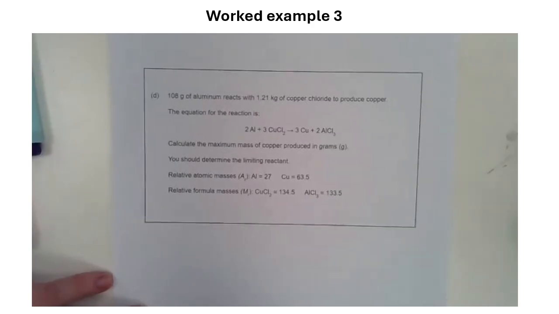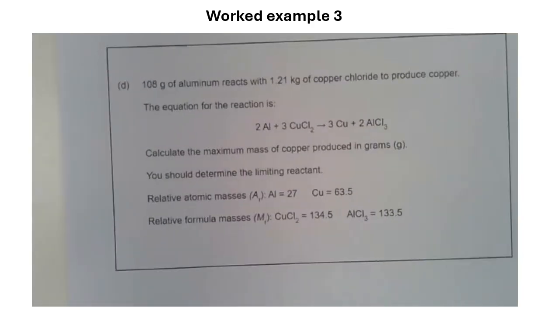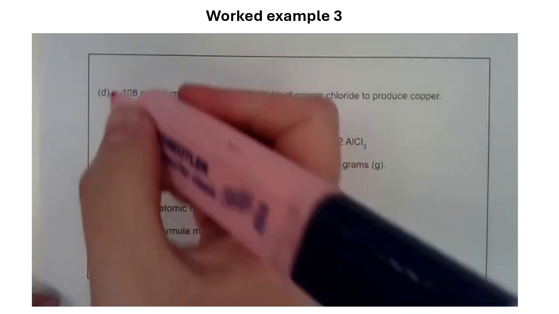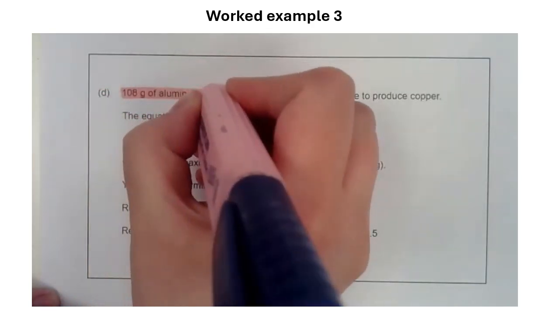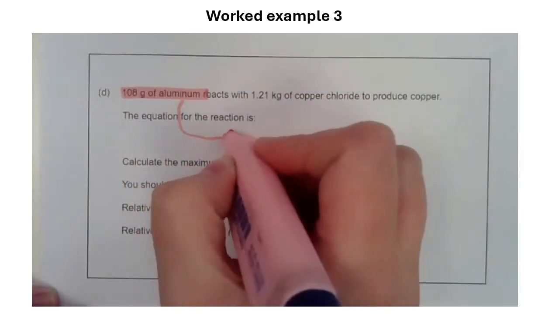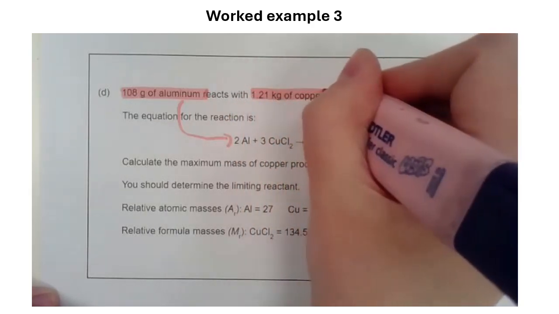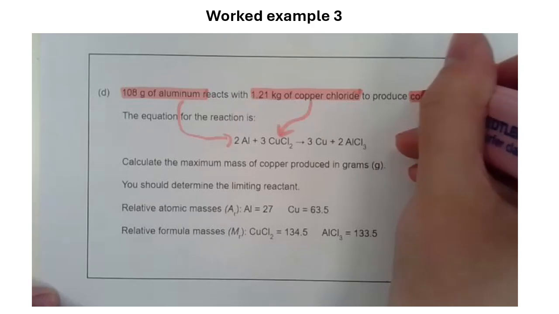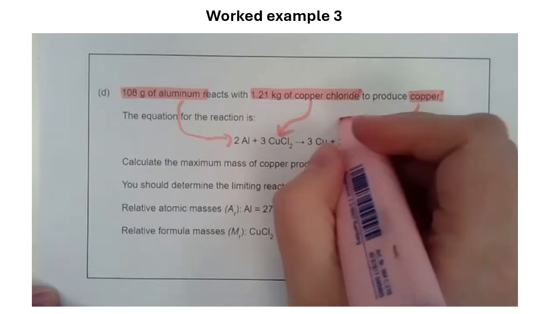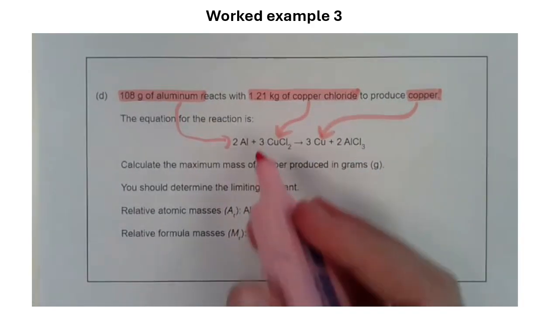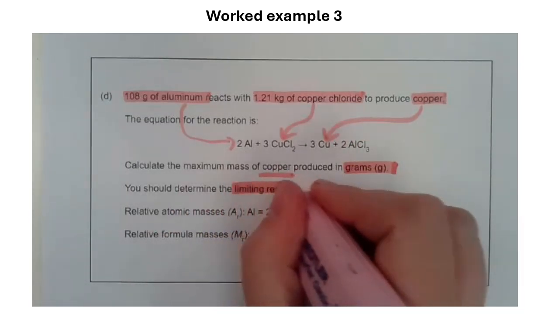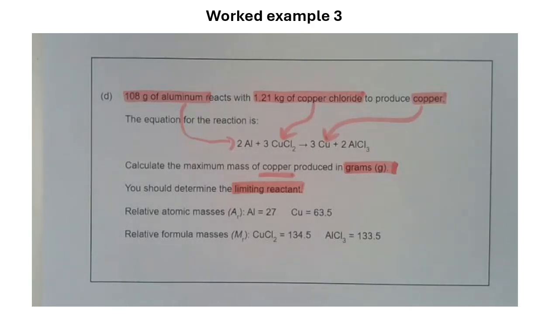This is my final worked example for limiting reactants. We're going to follow the exact same method as previously. I'm going to read the question and highlight the information. In this case, 108 grams of aluminium reacts with 1.21 kilograms of copper chloride to produce copper. I am worried now about the copper. Calculate the maximum mass of copper produced in grams. You should determine the limiting reactant, and we are given the information.